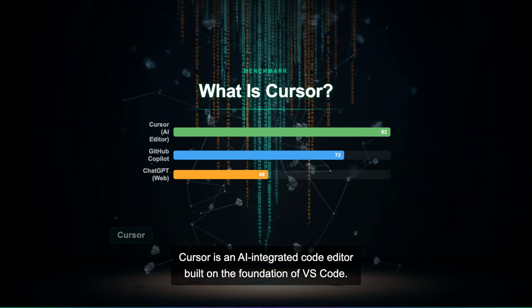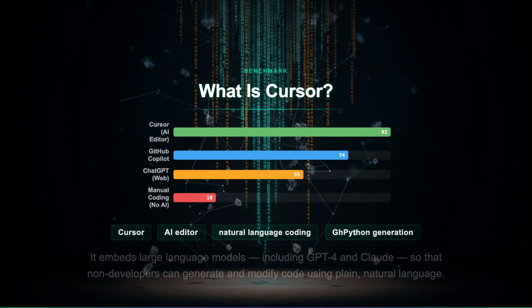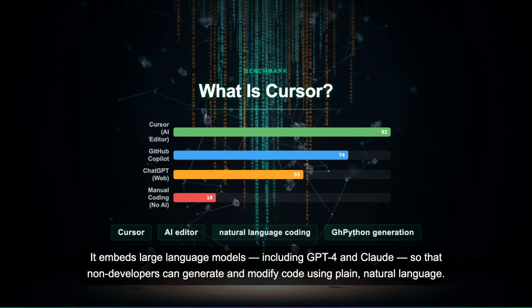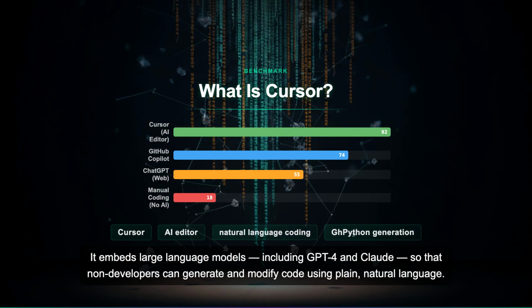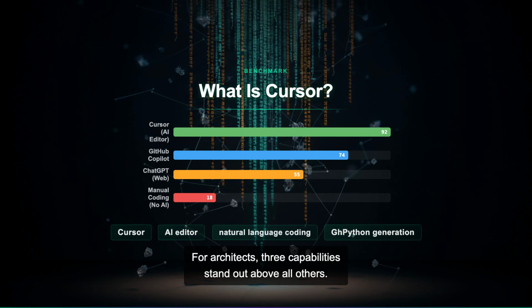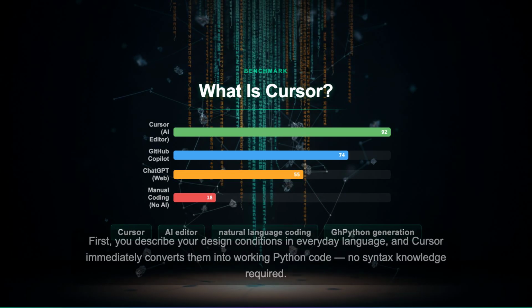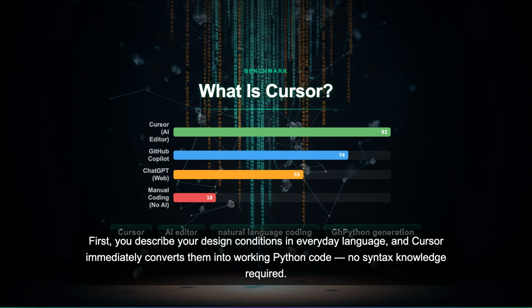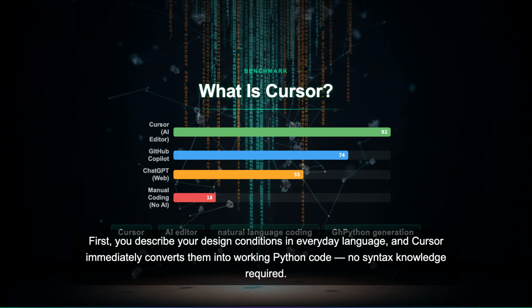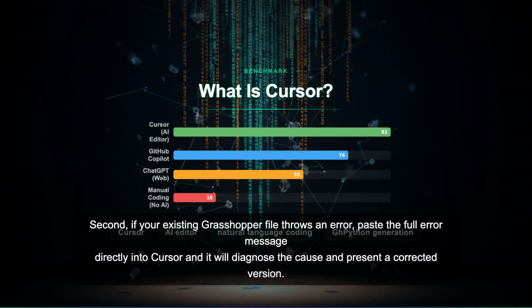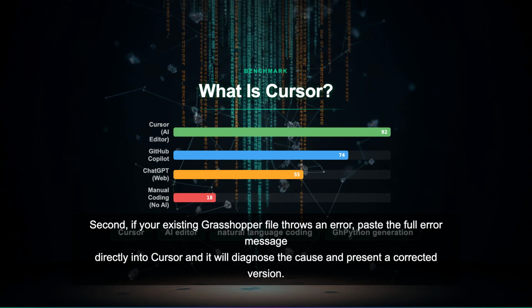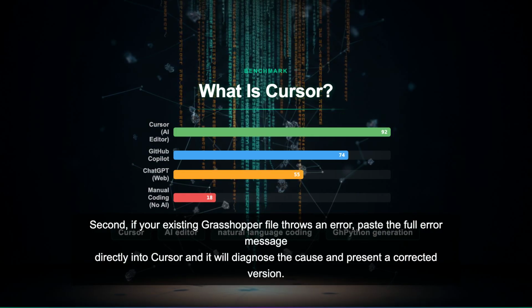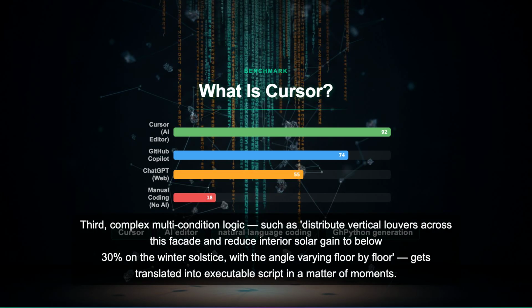Cursor is an AI-integrated code editor built on the foundation of VS Code. It embeds large language models, including GPT-4 and Claude, so that non-developers can generate and modify code using plain, natural language. For architects, 3 capabilities stand out above all others. First, you describe your design conditions in everyday language, and Cursor immediately converts them into working Python code, no syntax knowledge required. Second, if your existing Grasshopper file throws an error, paste the full error message directly into Cursor, and it will diagnose the cause and present a corrected version.